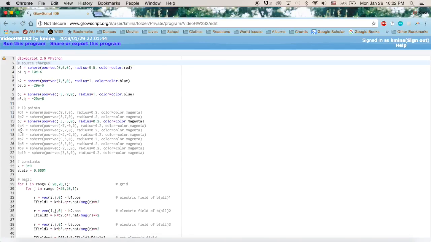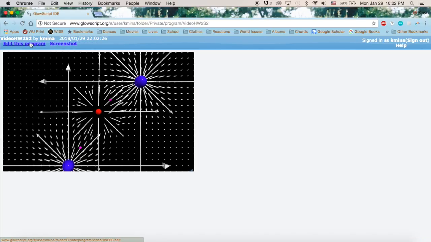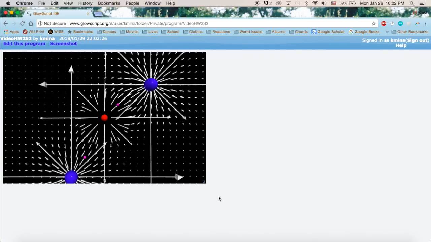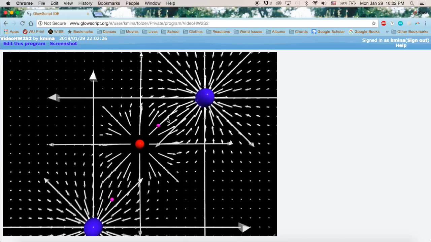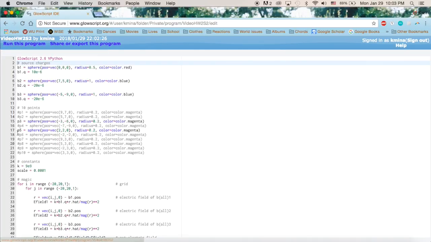If we want to look at another point, say point 5 at 2, 2, 0, it's about right here, and we see this arrow, which isn't that obvious, but it's this one, and it's also pointing towards the other negative charge at 7, 5, 0. And you can see it appears to be emanating from the positive charge, and it's bending towards the negative closest to it.